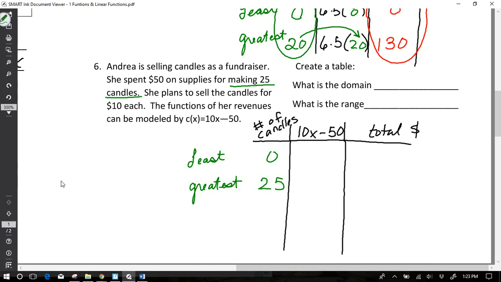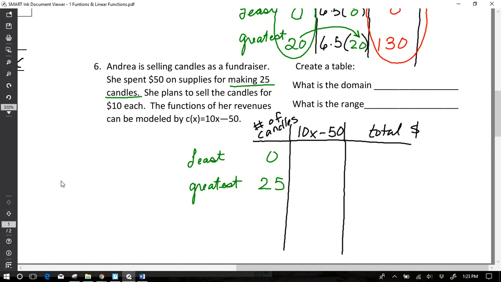The most amount of candles she could sell is 25 because that's all that she made. She can't sell more than she has already made. The least number of candles she could sell is 0. What if nobody wants a candle right now? So then she would just have lost her $50.